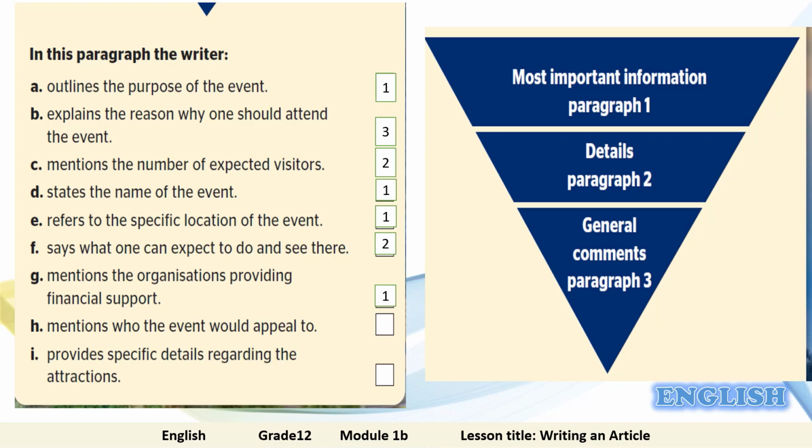Mentions who the event would appeal to. Again, this is what we call a general comment. A general objective comment. Where would that go? Paragraph 3. The last piece provides specific details regarding the attractions. Again, we come across the word details. Details definitely belongs to paragraph 2.